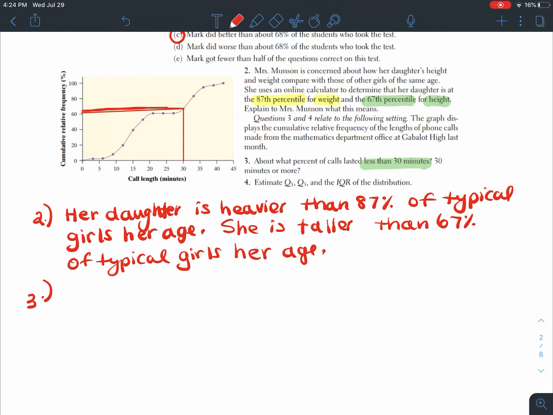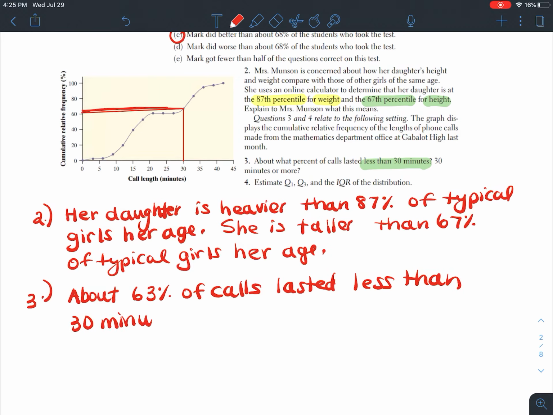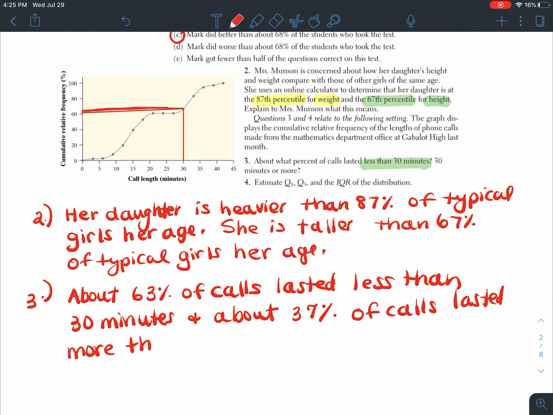Okay, so for this first part, and we're just going to estimate here, about 63% of calls lasted less than 30 minutes, and if 63% are lasting less than 30 minutes, then that must mean that 37% of calls lasted more than 30 minutes.